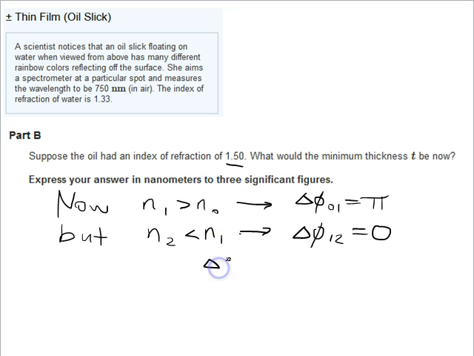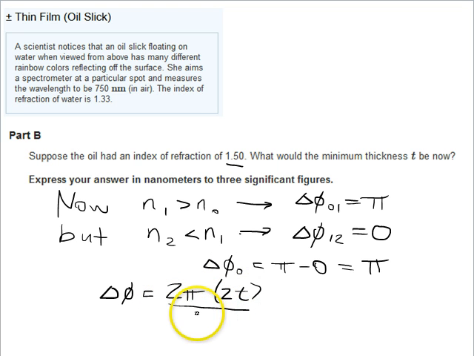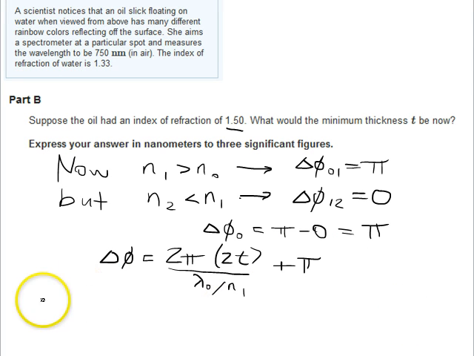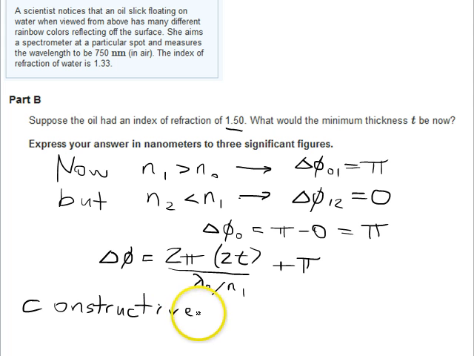So now delta phi sub 0 is equal to pi minus 0, which is equal to pi. And so now delta phi has a different equation. It's going to be the same 2 pi times delta x, which is still 2t, divided by lambda in the film, so that's lambda in the air divided by n1. But now it's plus pi. And so again, if she wants to see the light, you use constructive, so delta phi is equal to m times 2 pi, so delta phi equals some integer times 2 pi.